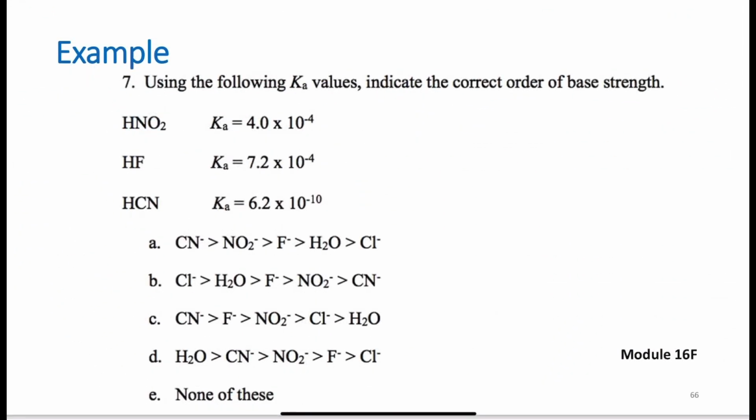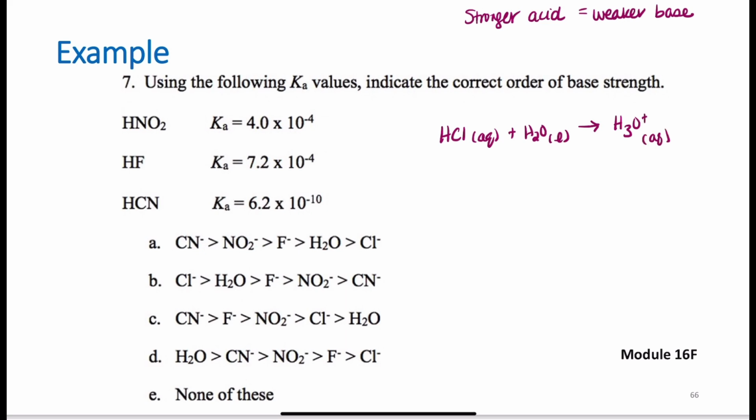Using the following Ka values indicate the correct order of base strength. Okay, so this is where you need to remember the connection between acids and bases. Remember, the stronger the acid, the weaker the base. Why? Let's use HCl as an example because chloride's in here anyway. HCl is a strong acid because in water, it completely breaks apart, donating all of its protons to make hydronium ions and leaving chloride behind. It's able to do this because of the stability of the conjugate base.